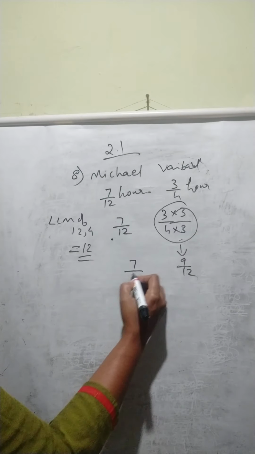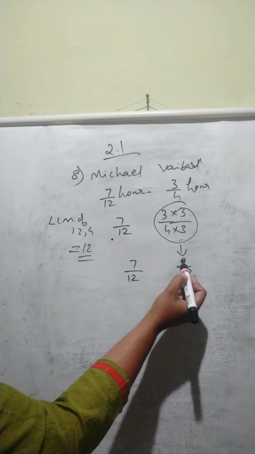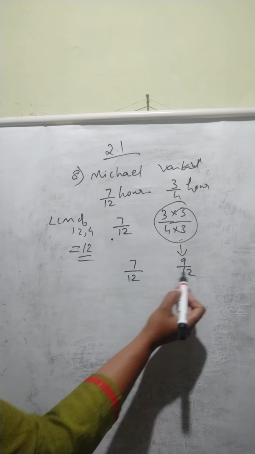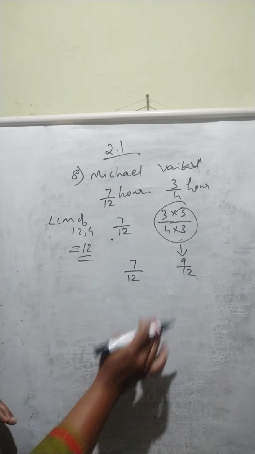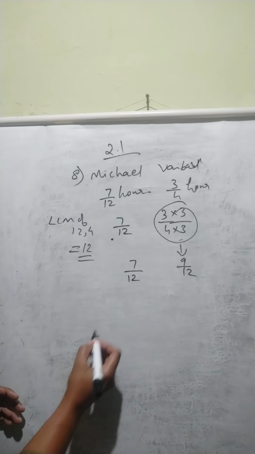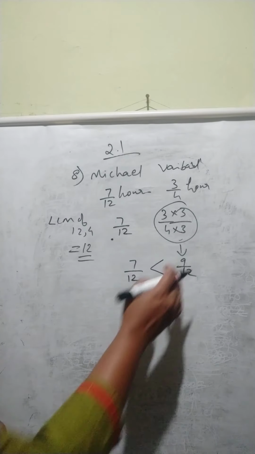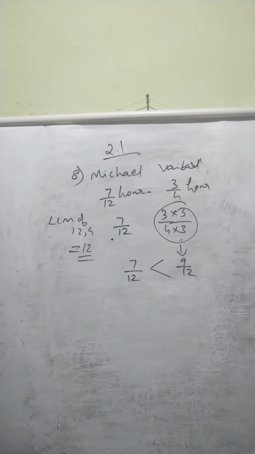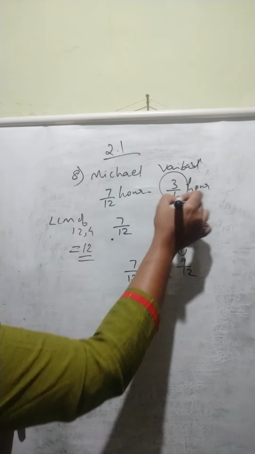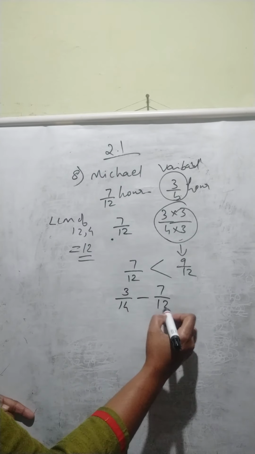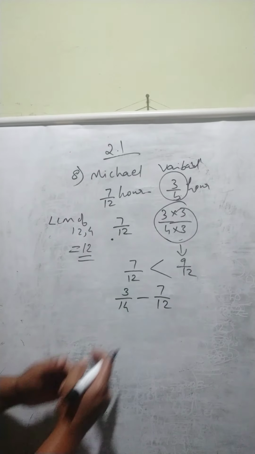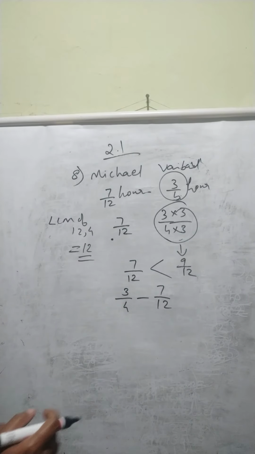Now 9 on 12 and 7 on 12, we can compare these two. Both denominators are the same, so keep it there. Then compare the numerators, 7 and 9. 9 is greater than 7. So we can say Vaibhav took more time to finish that work. So Vaibhav worked for a longer time. How much more? This is the greater fraction, that means 3 on 4 is greater than 7 on 12. So we take away 7 on 12 from 3 on 4.